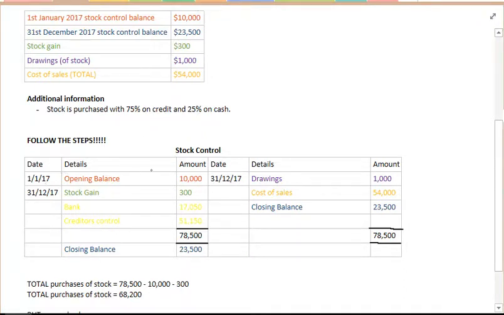Our opening balance, as at the first, was $10,000. So that I color-coded here, $10,000 in red, on the debit side, because stock control is an asset.